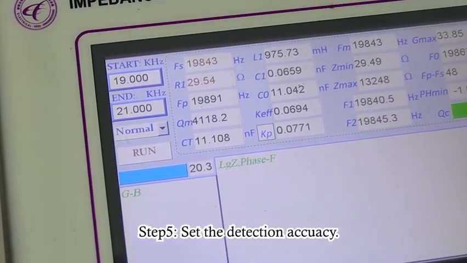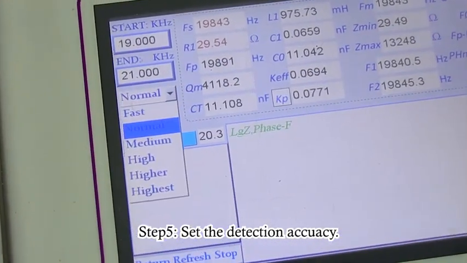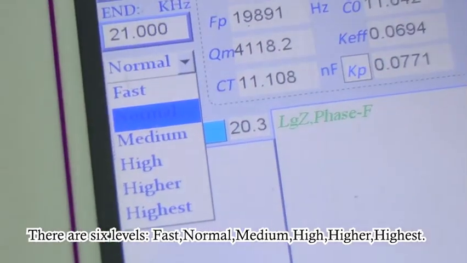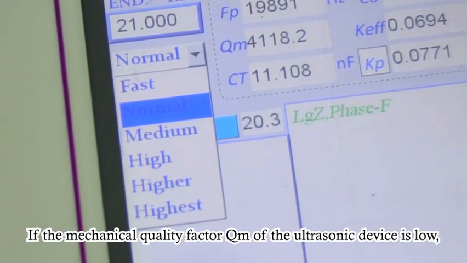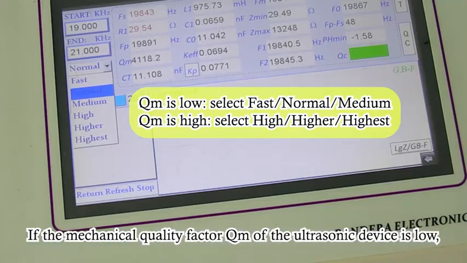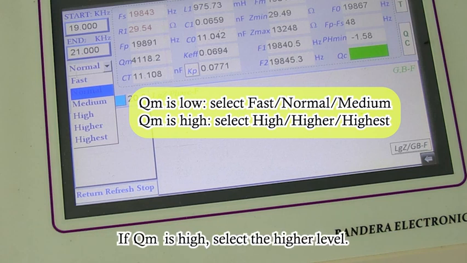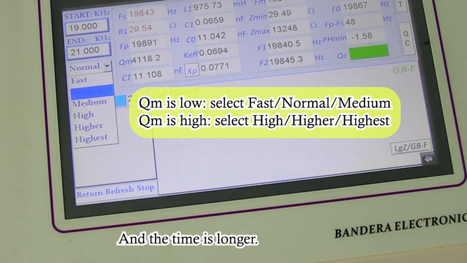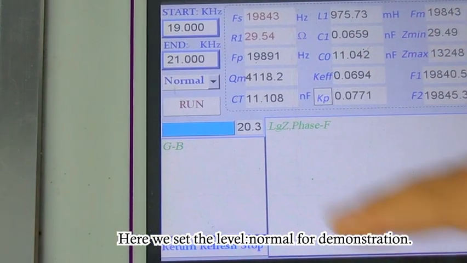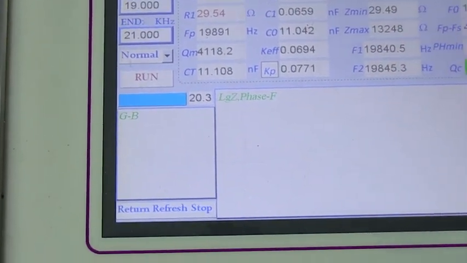Step 5. Set the detection accuracy. There are 6 levels: fast, normal, medium, high, higher, and highest. If the mechanical quality factor QM of the ultrasonic device is low, select the lower level. If QM is high, select the higher level. The higher the level, the more points are measured, and the time is longer. Here we have set the level, normal for demonstration.